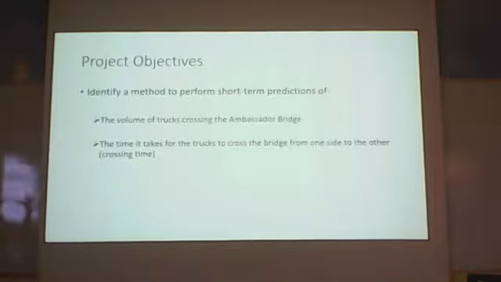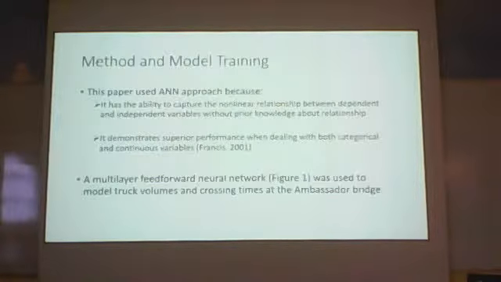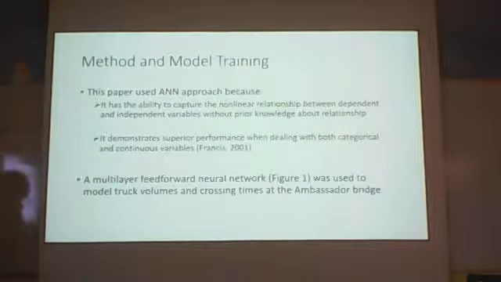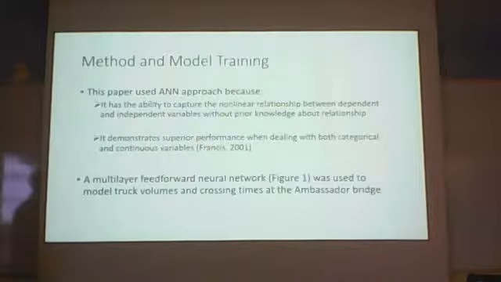And of course, with all this, you also have to identify a method which could be possible to perform these functions. So, for the method, I actually use the ANN approach, artificial neural network. I chose this because it can determine the nonlinear relationship between independent variables and dependent variables, without having prior knowledge of the variables, which makes it good.